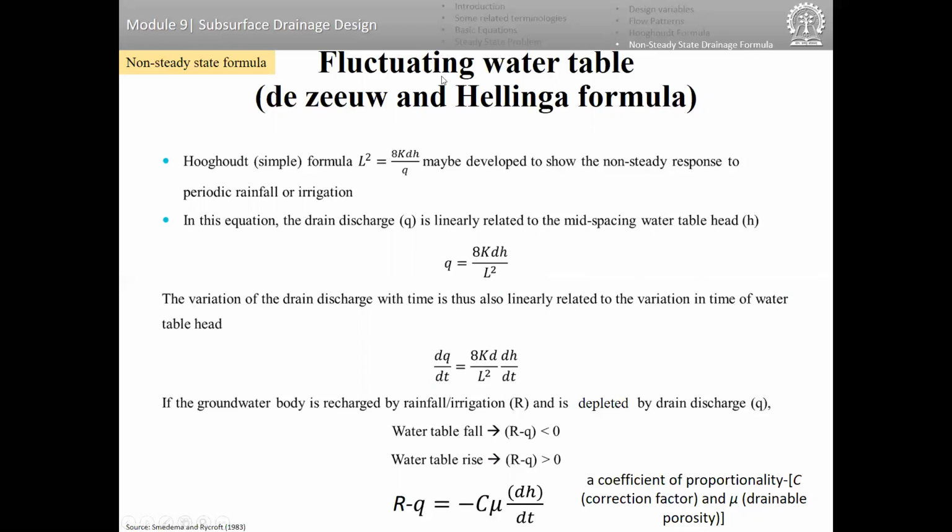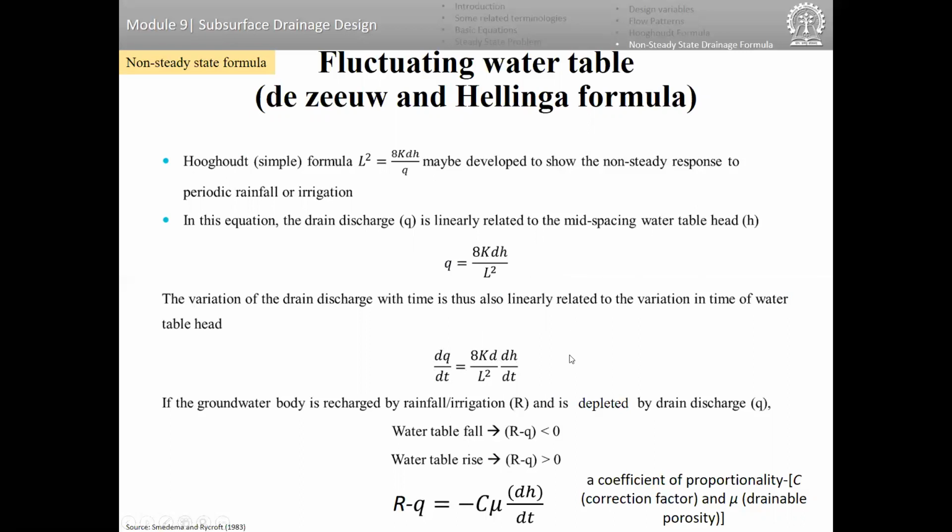Since we are talking about the fluctuating water table, the fluctuation in this one and this one is what we are talking about. Since in the simple Hooghoudt formula, q is linearly related with h, with respect to time also their behavior will be linear. So dq by dt and dh by dt, that relation will also be linear. So dq by dt is equal to 8k d by L square into dh by dt.